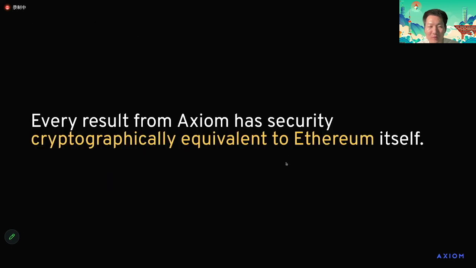So because all of these results from Axiom are actually verified by a zero-knowledge proof, what that means is everything that Axiom returns has security that's cryptographically equivalent to Ethereum itself. And our philosophy is that we don't want to impose any additional cryptographic assumptions on our users above what they're already assuming by using Ethereum.